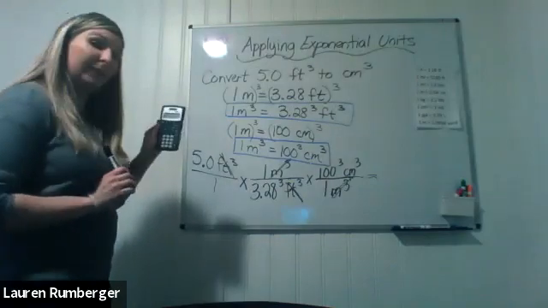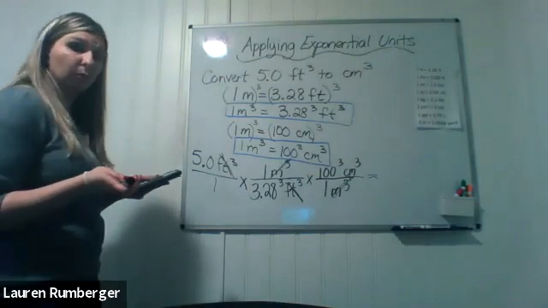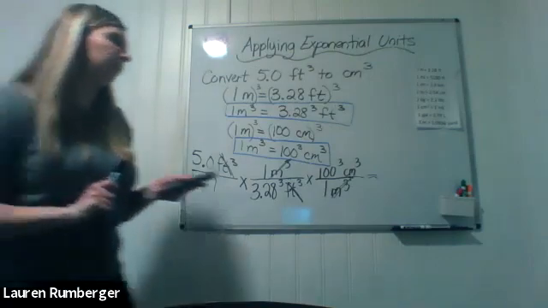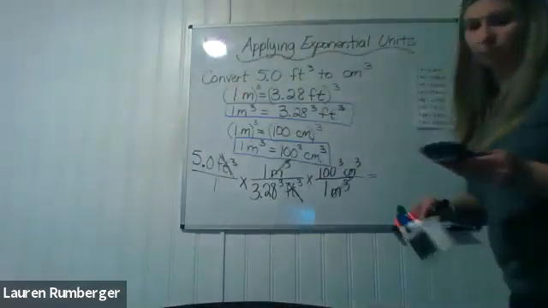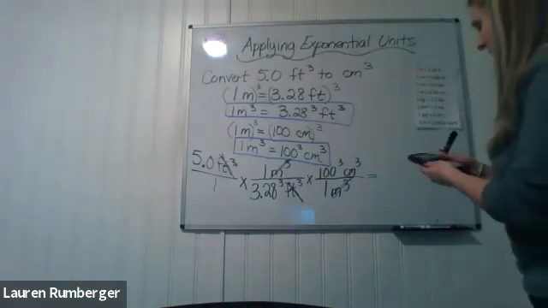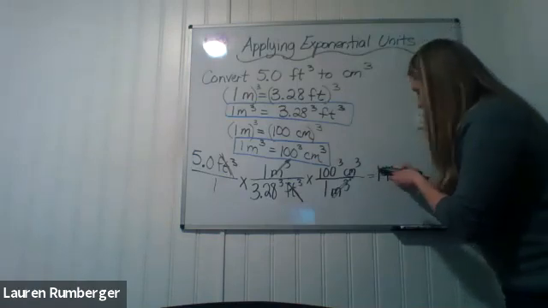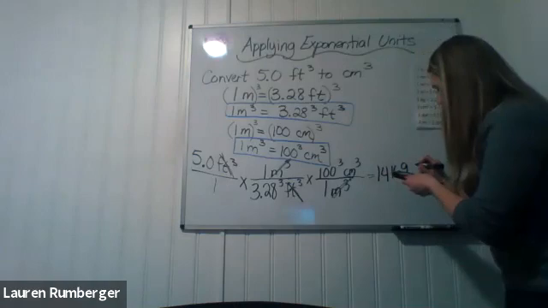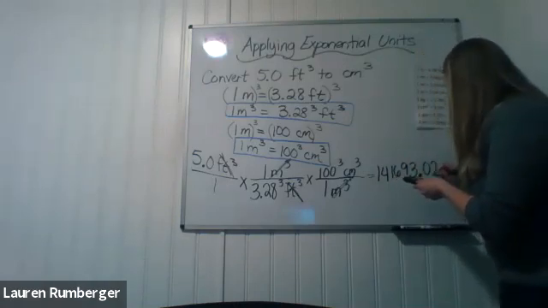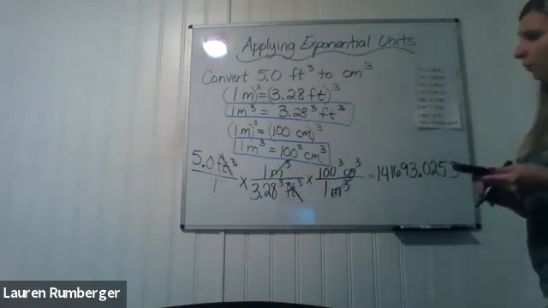So let's write down what the calculator gives us, but then we're going to apply our significant figure rules and scientific notation to write our answer. So what I'm seeing in the calculator right now is a lot of numbers. I'm seeing 1, 4, 1, 6, 9, 3, decimal place, 0, 2, 5, 3. Okay, so that's what I'm seeing from the calculator.